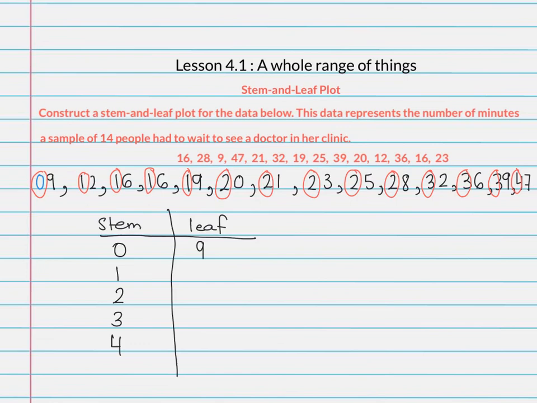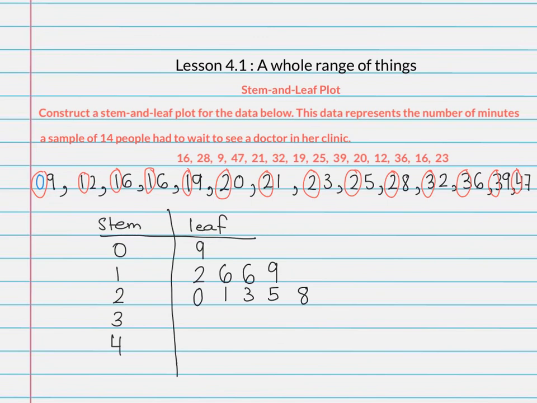Then we have a 12. 12, stem 1, leaf 2. 16. We continue with the same stem, which is 1. Stem 1, leaf 6. Another 16, stem 1, leaf 6. 19, stem 1, leaf 9. Then we have a 20. 20 has a stem 2, leaf 0. 21, stem 2, leaf 1. 23 has a leaf 3. 25 has a stem 2 and a leaf 5. And 28 has a stem 2 and leaf 8.